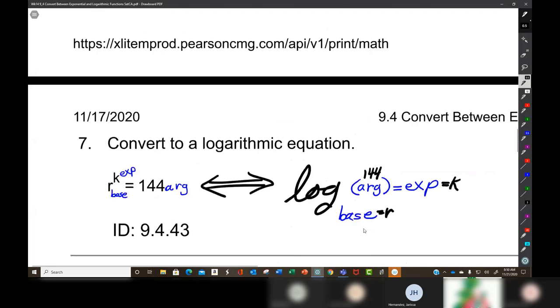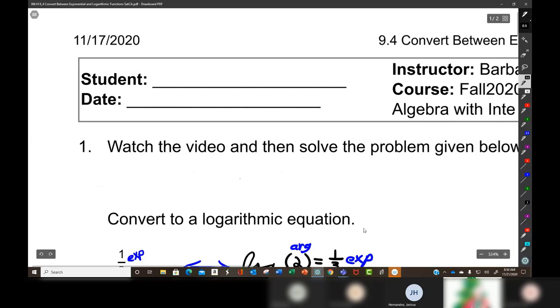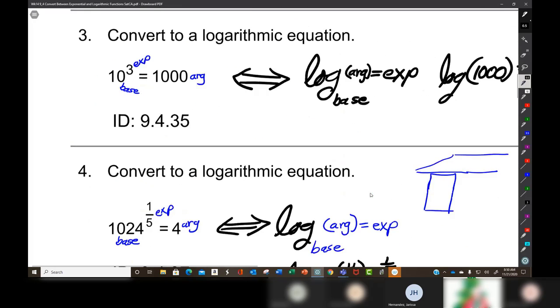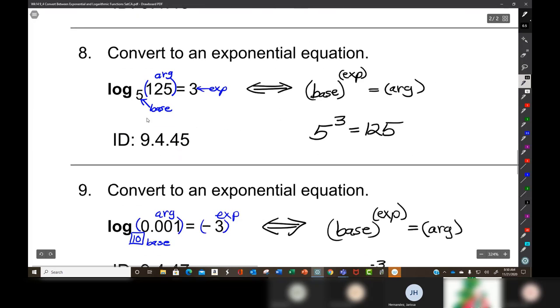All right. After you do this, I would be willing to wager a whole nickel that you will never forget them. At least not in this school year. How you translate from an exponential equation, because it is an equation, to a logarithmic equation, and how to translate from a logarithmic equation to an exponential equation.